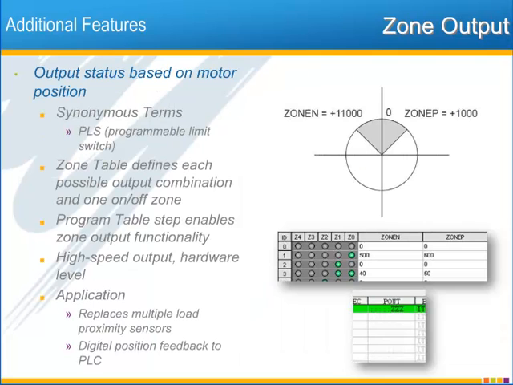Some applications benefit from zone outputs. Another name for this feature, zone output, is PLS, Programmable Limit Switch. The idea is to establish predefined positions in the movement range where a particular output is on or off. These position ranges are stored in the zone table ahead of time. The benefit to using the zone output is that you have a high-speed feedback back to the PLC instead of using sensors. If you want to know where the load is, you just use the encoder rather than using sensors.